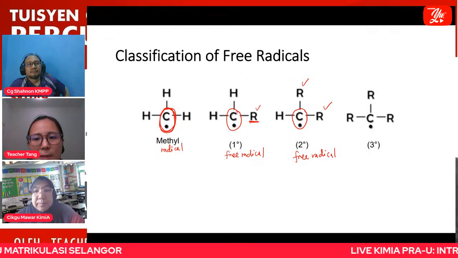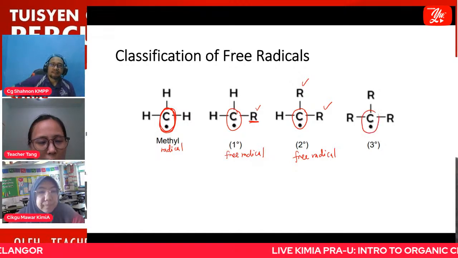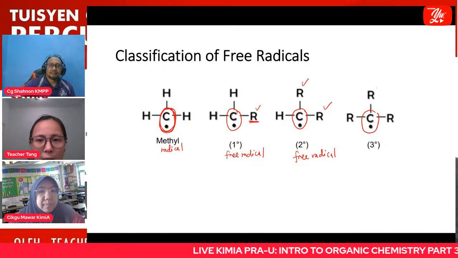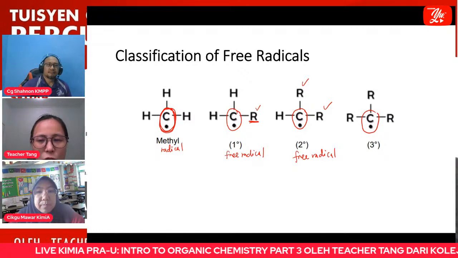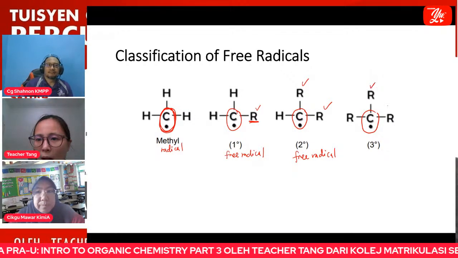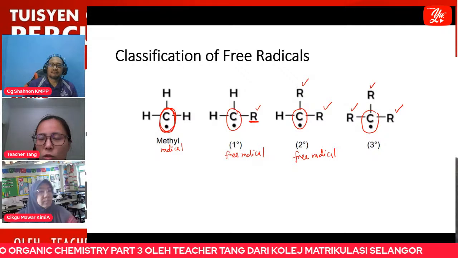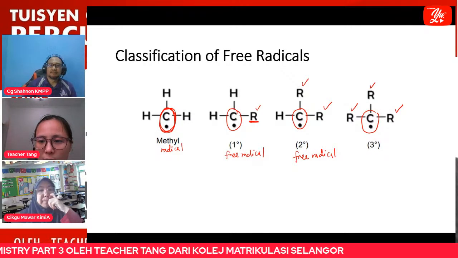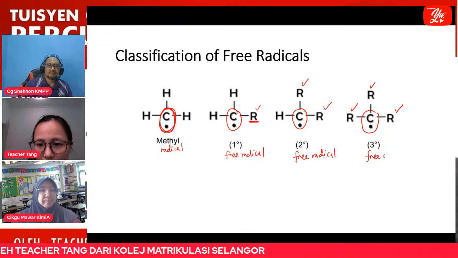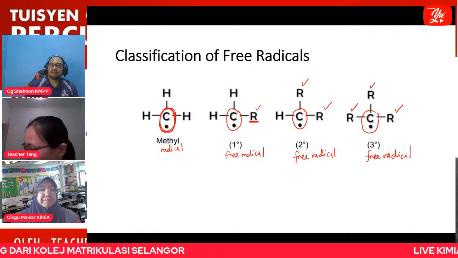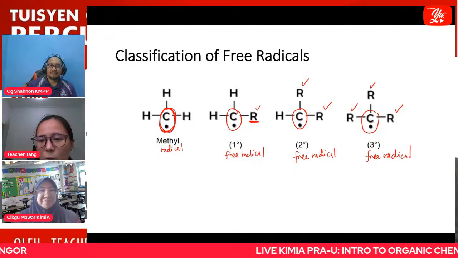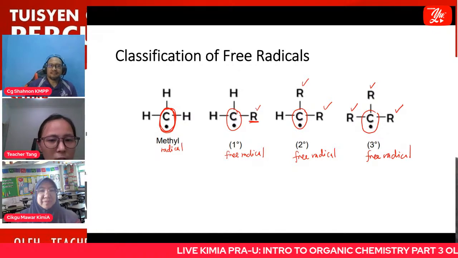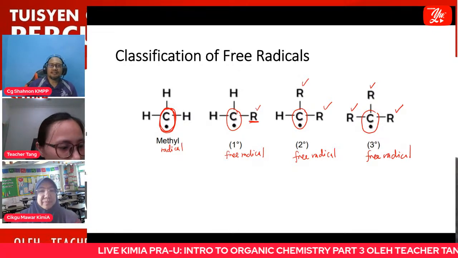Okay, and look at the last species here. Circle the reference carbon, and then count how many alkyl groups are directly attached to this reference carbon. So 1, 2, 3. So 3, so this is a tertiary free radical. So this is how we classify a tertiary free radical.